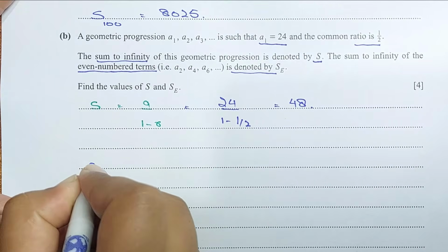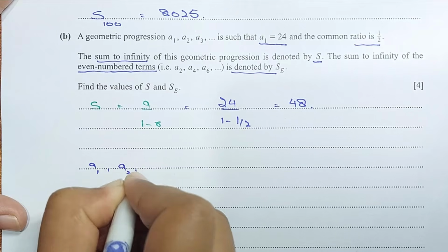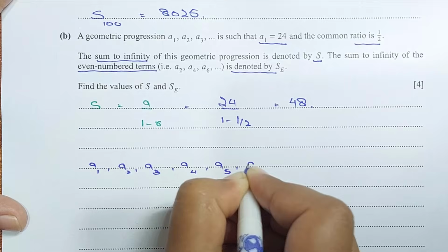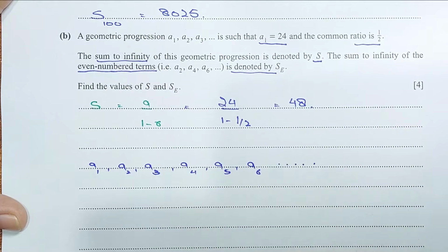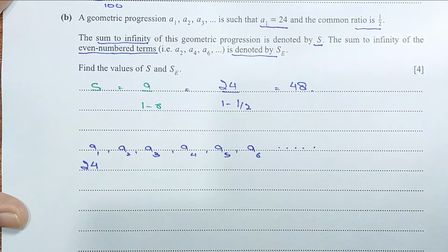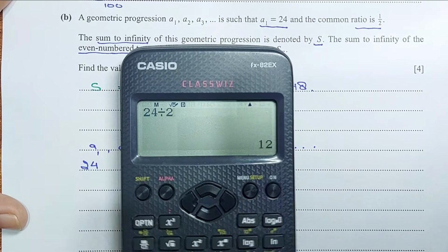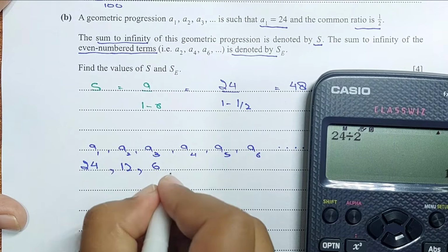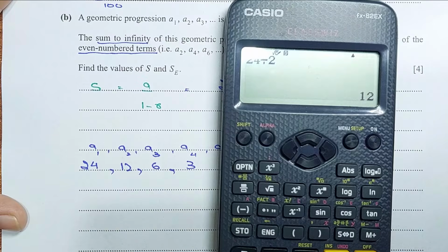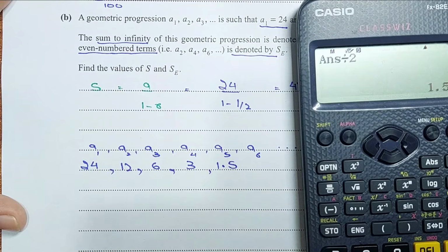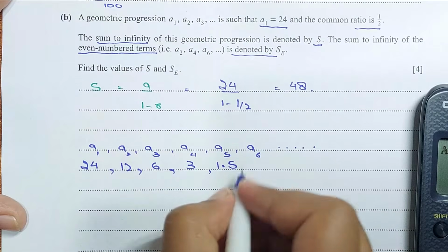So if a1, a2, a3, a4, a5, a6 and so on. Let me write down these terms. a1 is 24 and each term is divided by 2, the common ratio. So 24 divided by 2 is 12. 12 by 2 is 6. 6 by 2 is 3. Divided by 2 is 1.5. Divided by 2 is 0.75.